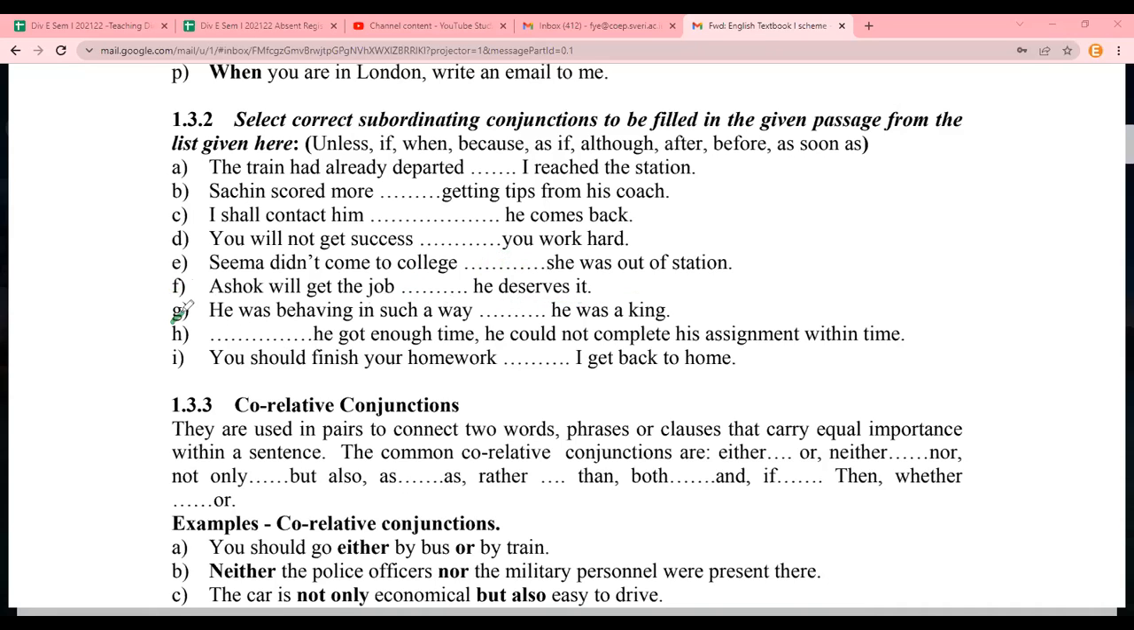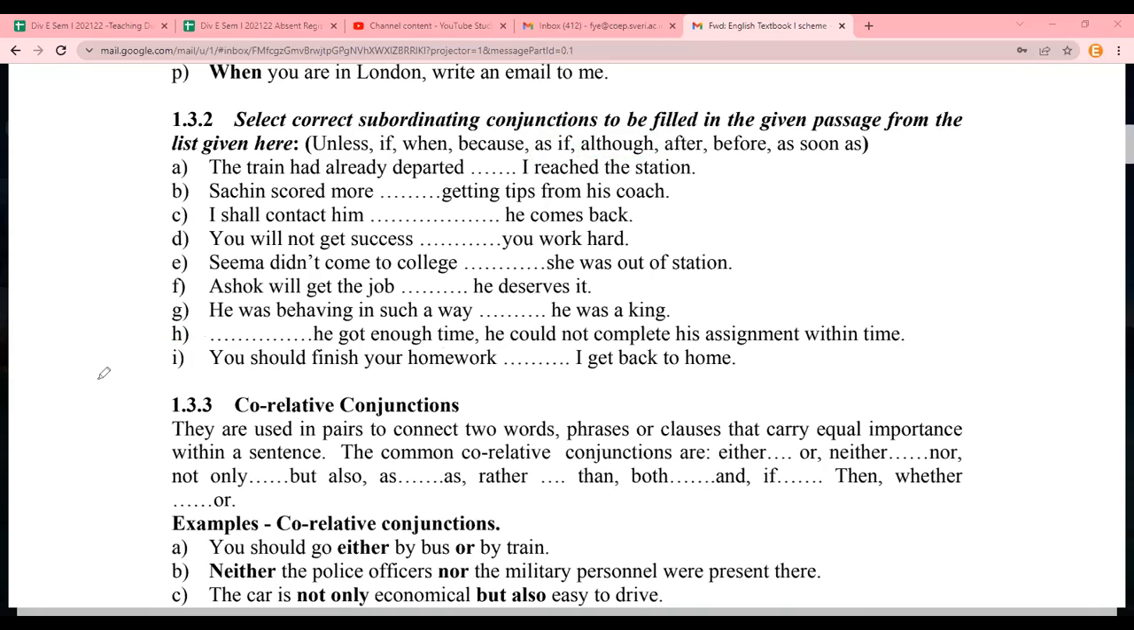Number G, he was behaving in such a way that he was a king. As if. Yes, as if he was a king. Number H, dash he got enough time he could not complete his assignment within time. Although. Yes, that's right. Although he got enough time, he could not complete his assignment within time.